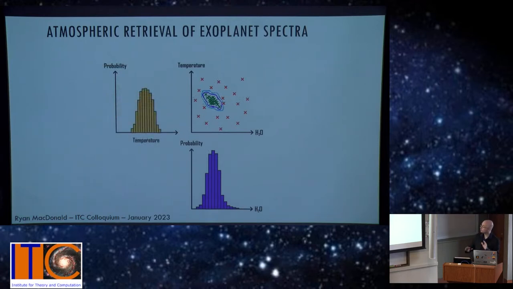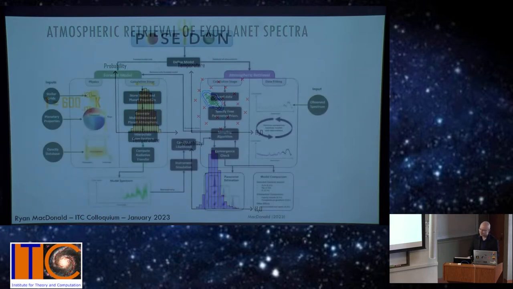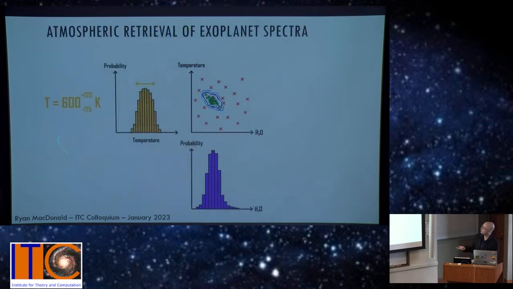And so here's just my conceptual explanation for what a corner plot is before I start scaring you with 10-dimensional giant triangle plots. That's all that they are. You just integrate out each dimension apart from the one of interest. And then typically we quote the one sigma width of these distributions about the median when we report properties of exoplanet atmospheres.